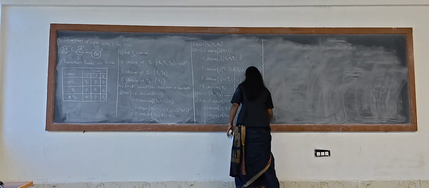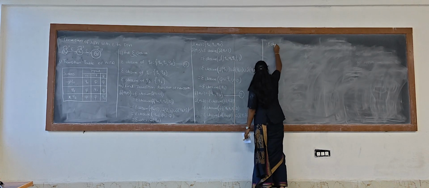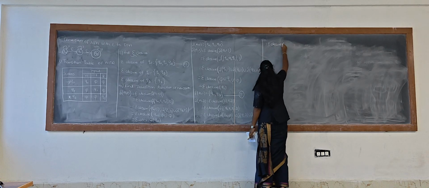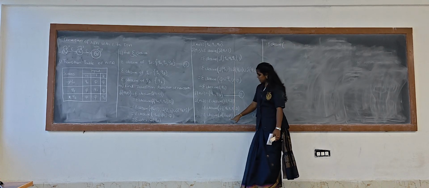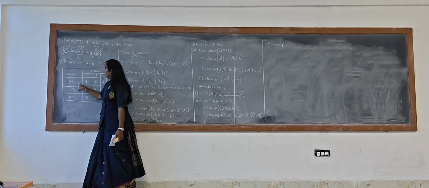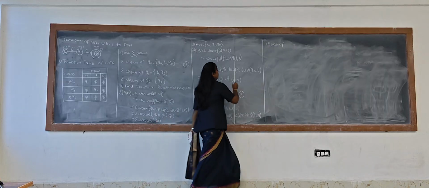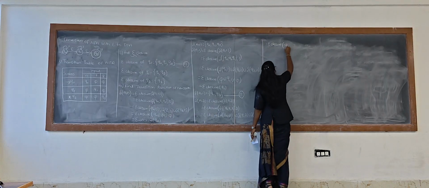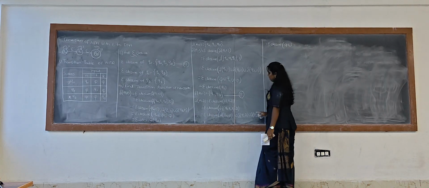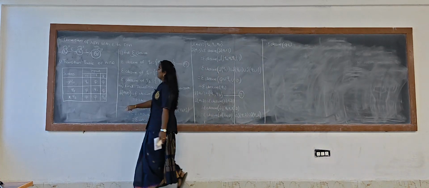So epsilon closure of transition of Q0 comma 2. So transition of Q0 comma 2, there is no transition. So we can mark this as phi union transition of Q1 comma 2. So Q1 comma 2 means again there is no transition.